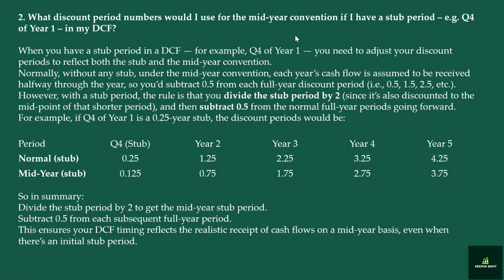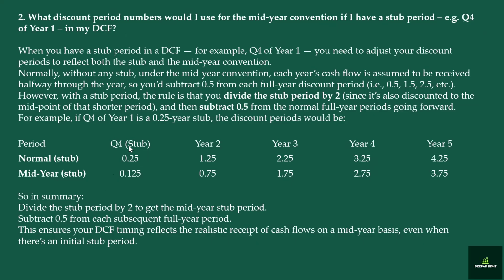So when a DCF includes a stub period, for instance, this analysis starts in quarter four of year one rather than at the beginning of the fiscal year. This is obvious because the timing of cash flows and the corresponding discount period must align to accurately reflect the mid-year convention. And this is majorly the case where you are starting your valuation in quarter two, three, or four. So it's not a year start activity. You can start your valuation anytime throughout the year.